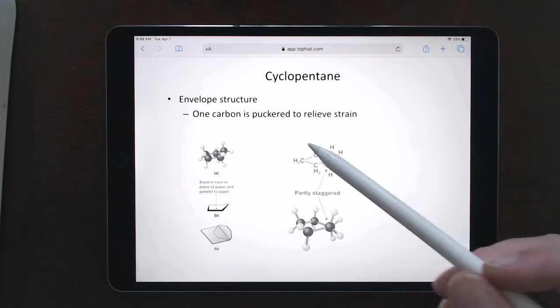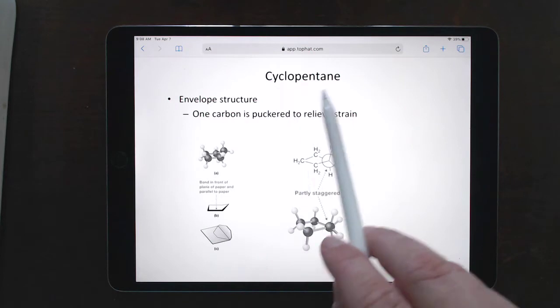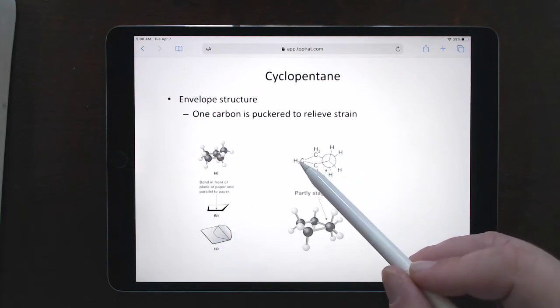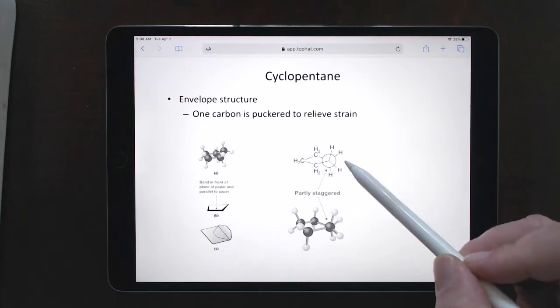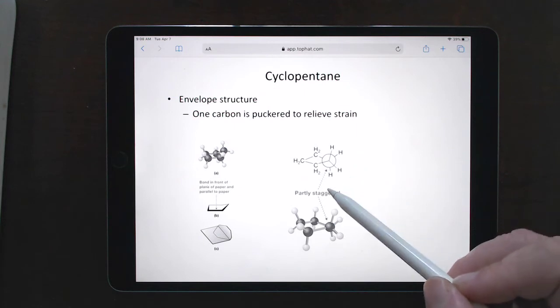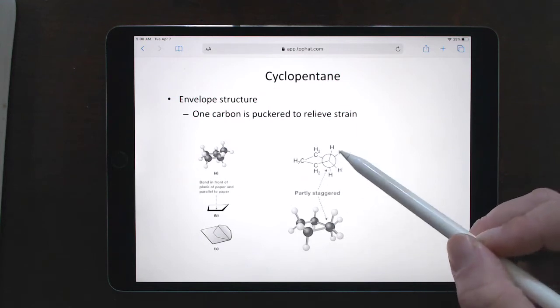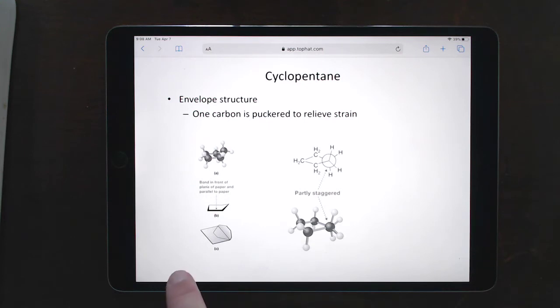Now, with this puckering of cyclopentane, you can get one carbon that comes out of the plane, and then it shifts around as it goes around. This has been described as an envelope structure, and by doing this, you can put these hydrogens in a nearly staggered conformation. So that's why it does it.